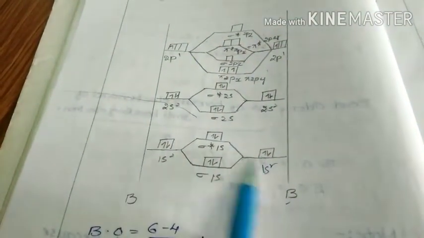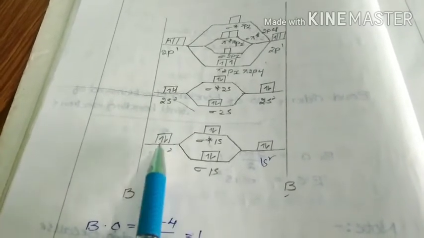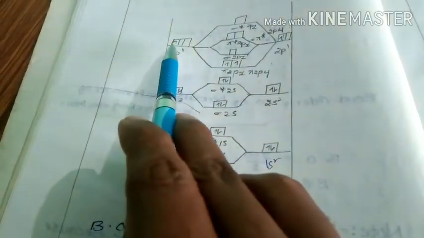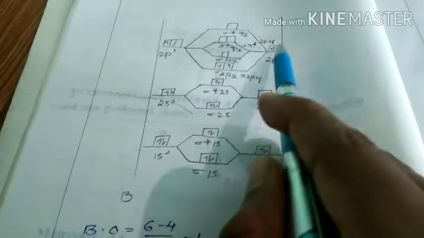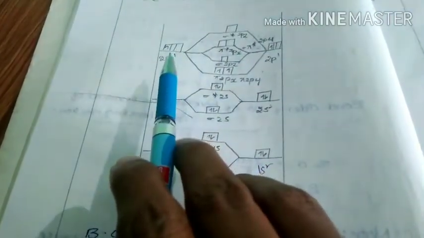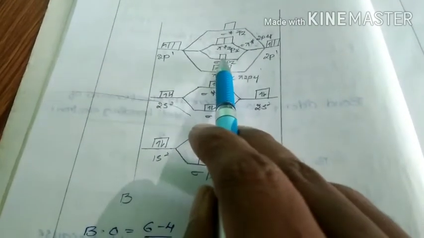When these atomic orbitals combine, then molecular orbitals are formed. See, 2 atomic orbitals, 2 molecular orbitals; 2 atomic orbitals, 2 molecular orbitals. Here, see how many orbitals? 1, 2, 3. Here 1, 2, 3. How many orbitals? 3 plus 3, 6. Then 6 molecular orbitals will form: 1, 2, 3, 4, 5, 6.